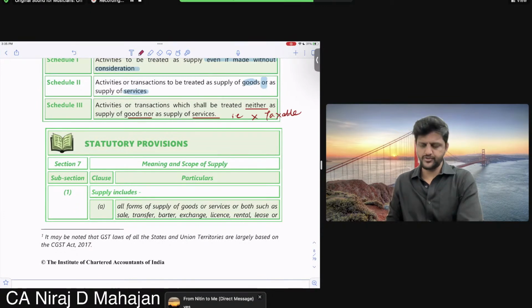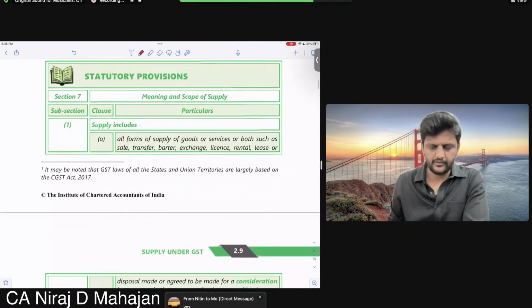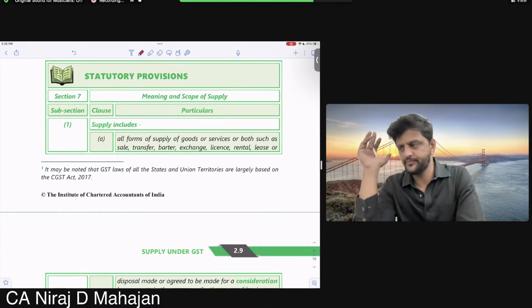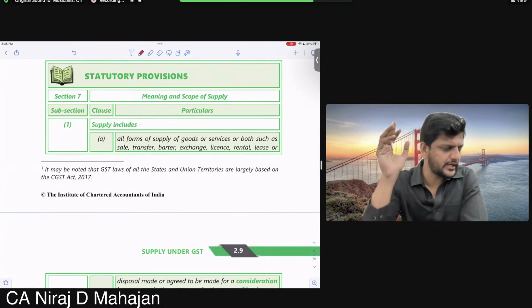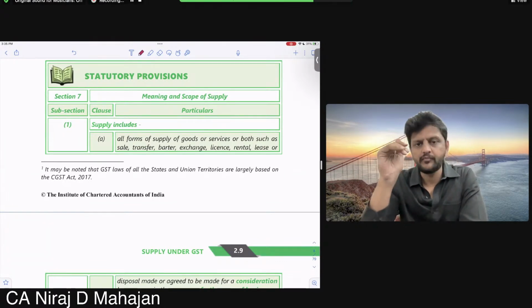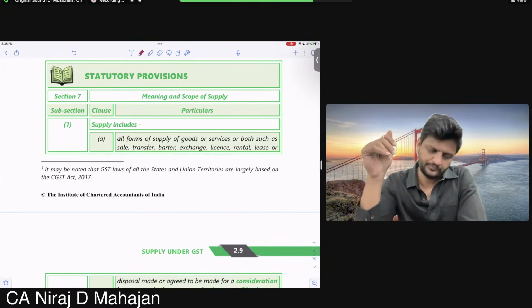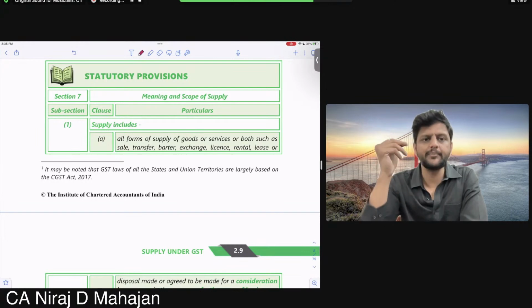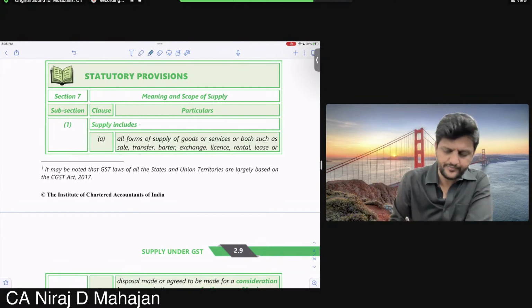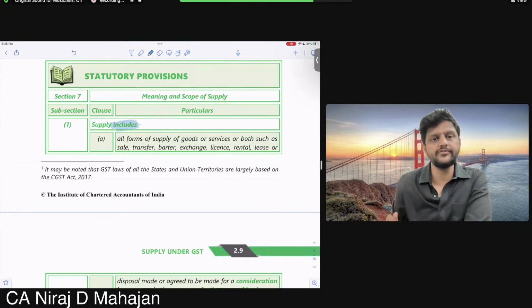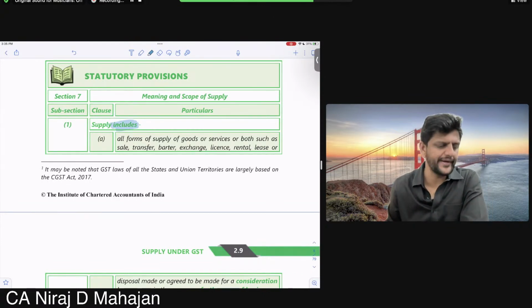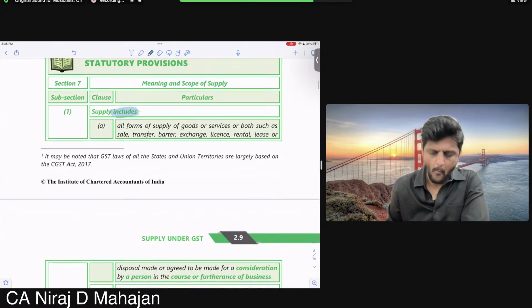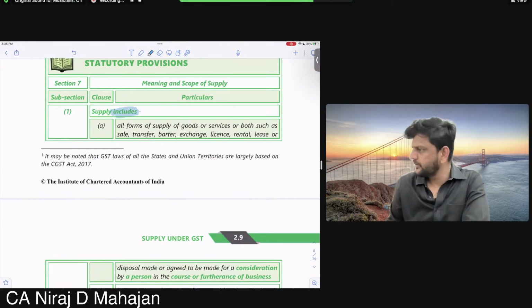Statutory provisions. Ready, बच्चों? The proper section we are doing: meaning and scope of supply. So we'll be reading with the Bare Act also. We had not done that with income tax, but we are doing it with GST. Ready? Section 7, subsection 1, clause: supply includes. First of all, what kind of definition? Inclusive, correct? Narrow or wide? Wide. It includes all forms of supply of goods or services or both.